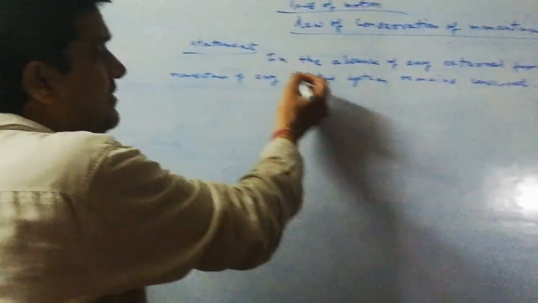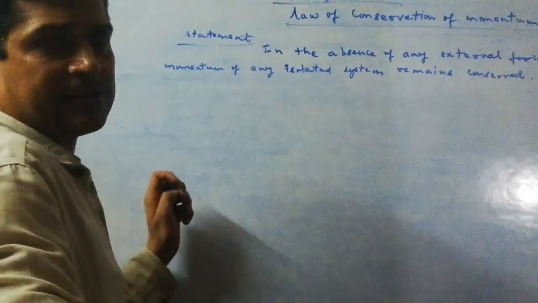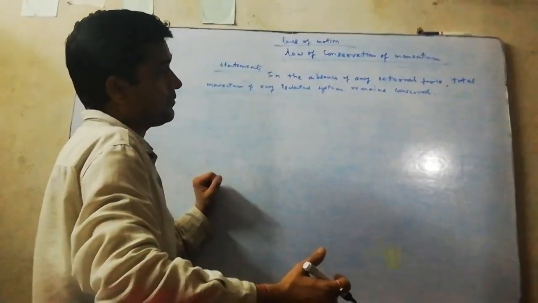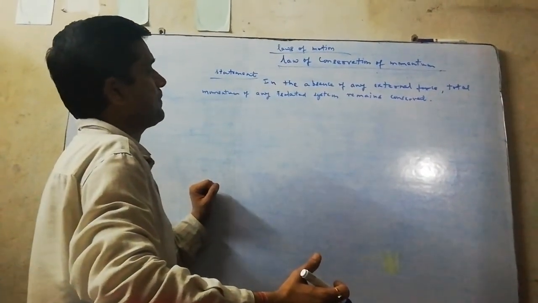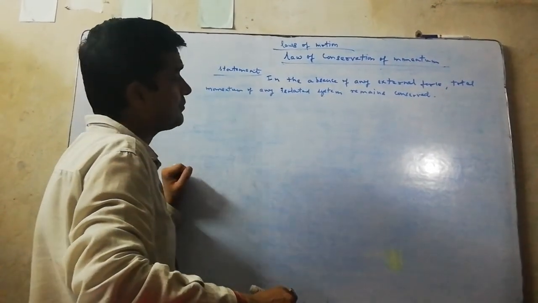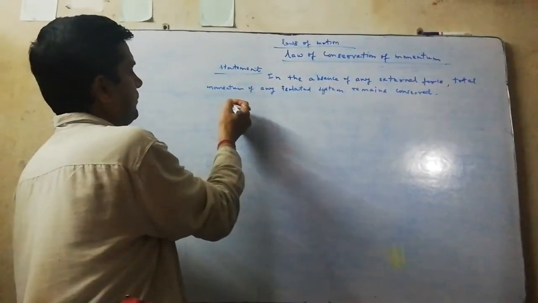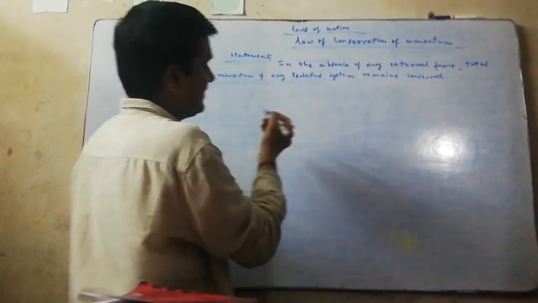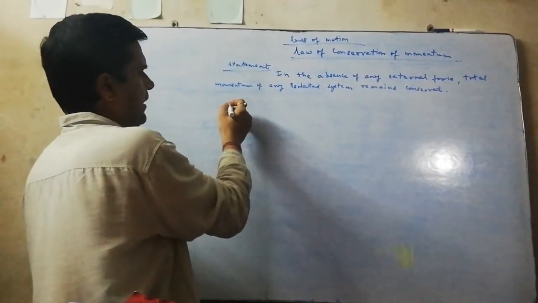And isolated means it is separate from any other influence, from any external force. That is an isolated system. And momentum, we have the idea: mass into velocity. So for the proving part, we should take an example.